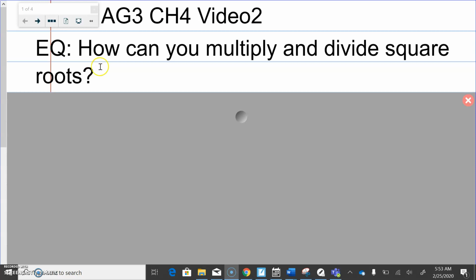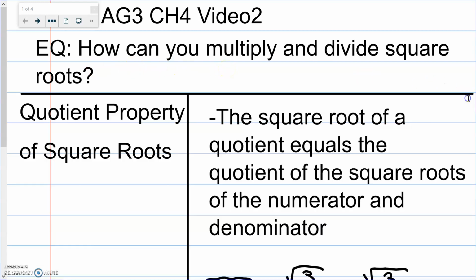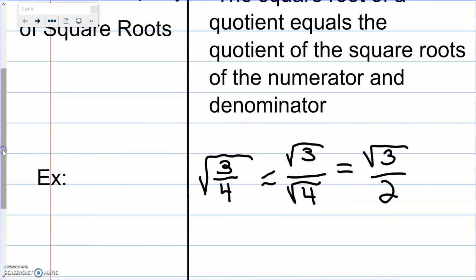We're still looking at the essential question, how can you multiply and divide square roots? So we're looking at some properties today. Our quotient property of square roots says the square root of a quotient equals the quotient of the square roots of the numerator and denominator. So what does this mean?